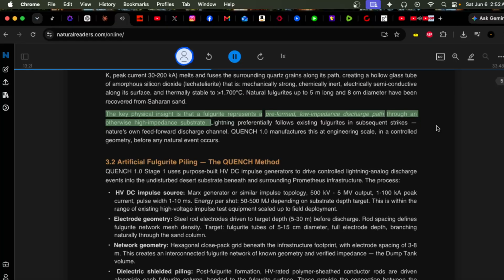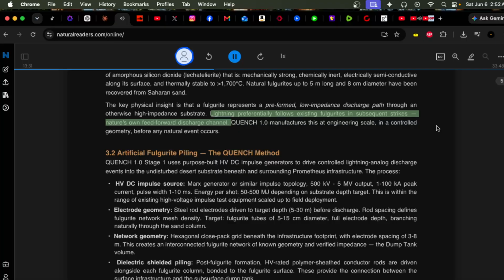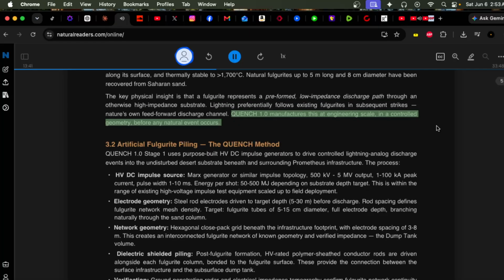The key physical insight is that a fulgurite represents a preformed, low-impedance discharge path through an otherwise high-impedance substrate. Lightning preferentially follows existing fulgurites in subsequent strikes, nature's own feed-forward discharge channel. QUENCH 1.0 manufactures this at engineering scale, in a controlled geometry, before any natural event occurs.